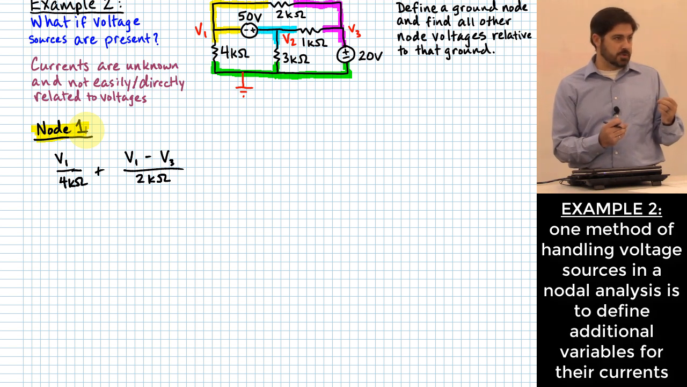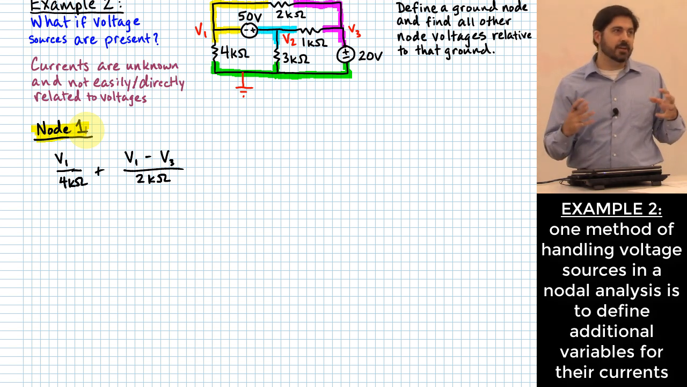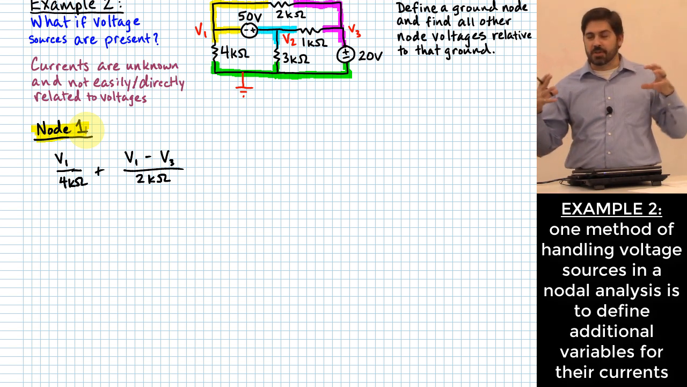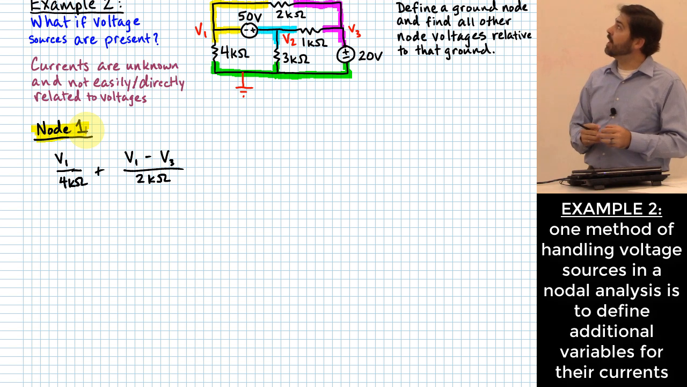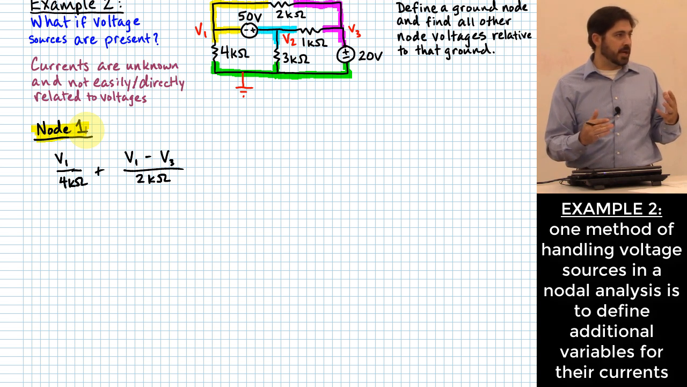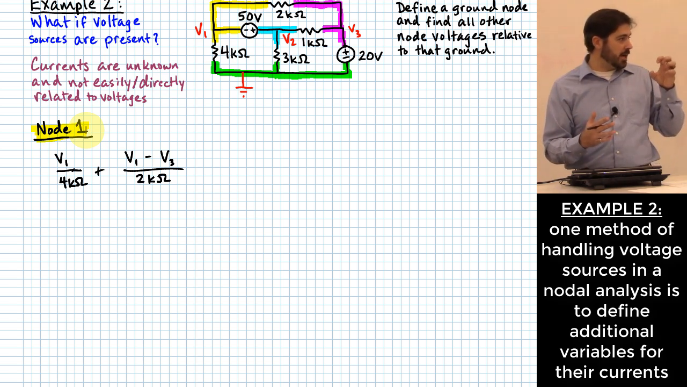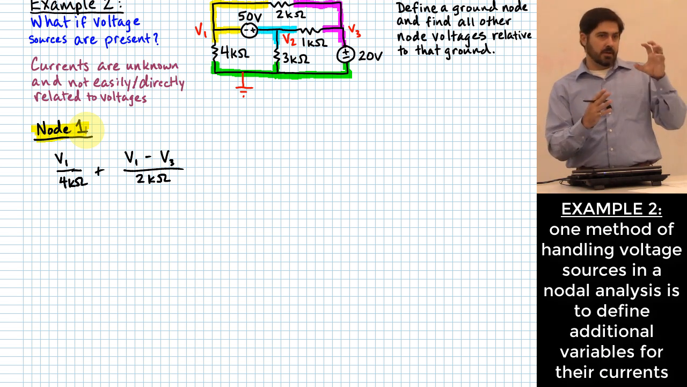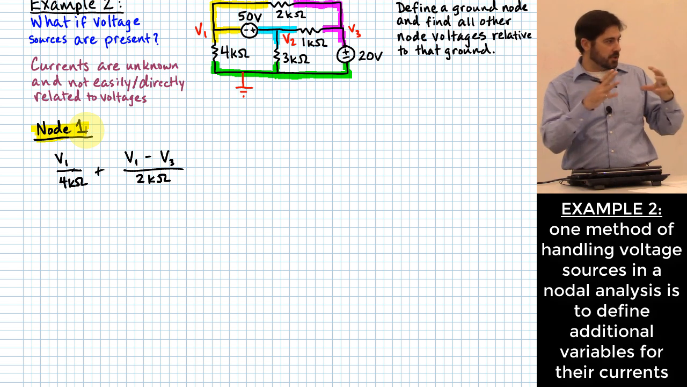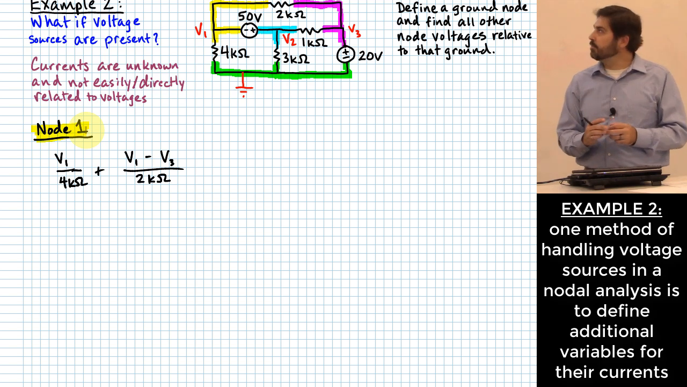Through the 50-volt source. Do I know how much current flows through the 50-volt source? Can I take V1 minus V2 and multiply it by something to figure out my current through that source? No, I can't do that, because it's not a resistor. It's not something where I know the voltage-current relationship. The voltage across that element and the current through it are independent for a source. So what might I have to do then?